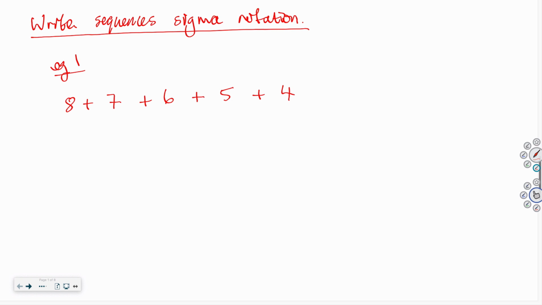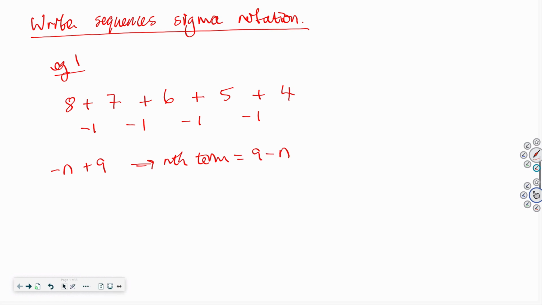So if we have a look at the term-to-term rule, we're going down by 1 each time. So it's going to be minus n. And then to get from minus 1 to 8, we need to add 9. So the nth term, writing that in a neater way, is 9 minus n. So we know that we're going to have the nth term, so that's what's going to follow our sigma sign. We've got the summation of 9 minus n, and we're going from n equals 1.